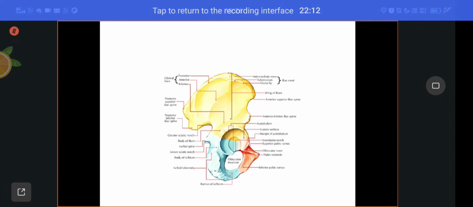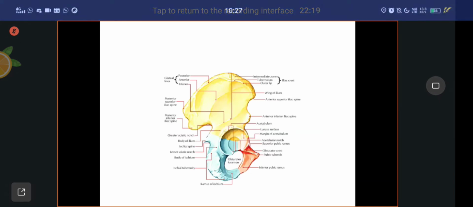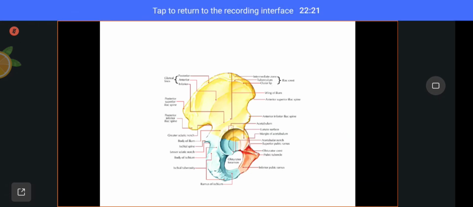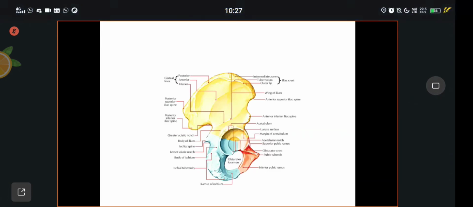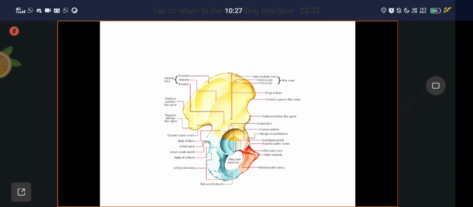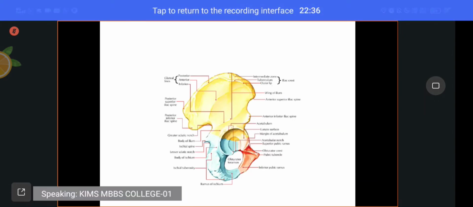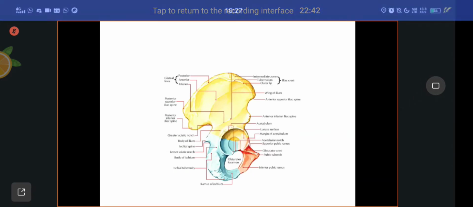The iliofemoral ligament extends from the anterior inferior iliac spine of the ilium to the femur. To which part of the femur? The intertrochanteric line of the femur. This ligament is the strongest ligament of the body, and it is also called the ligament of Bigelow.